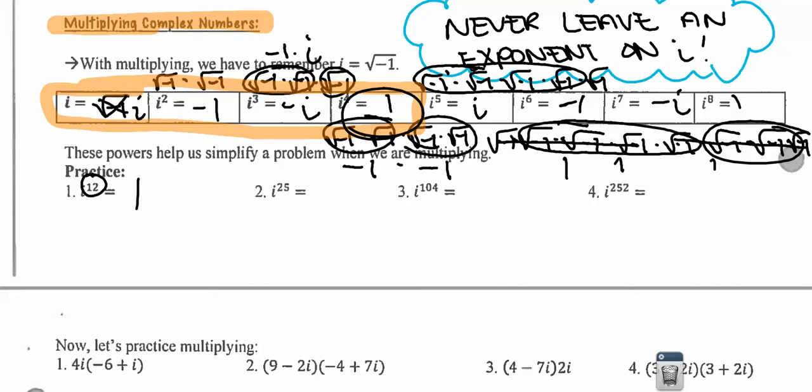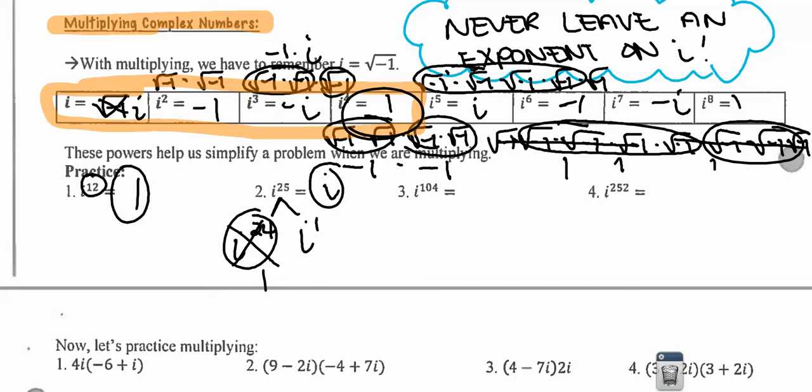Let's look at number 2, i to the 25th. Does 4 go into 25? No. So I have to break this up and find the closest number to 25 that 4 can go into. Well, 24 can, so I can have i to the 24th, and then what would my remainder be? i to the 1st. Because this is a multiple of 4, this makes 1. That's just 1 times i to the 1st, so I can just get rid of it. i to the 1st, that's just i, and I'm done.